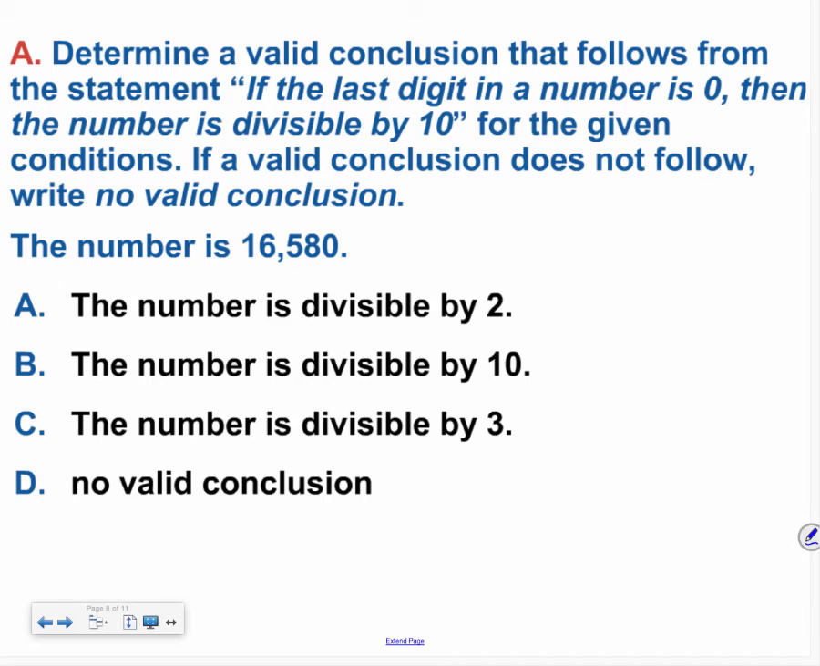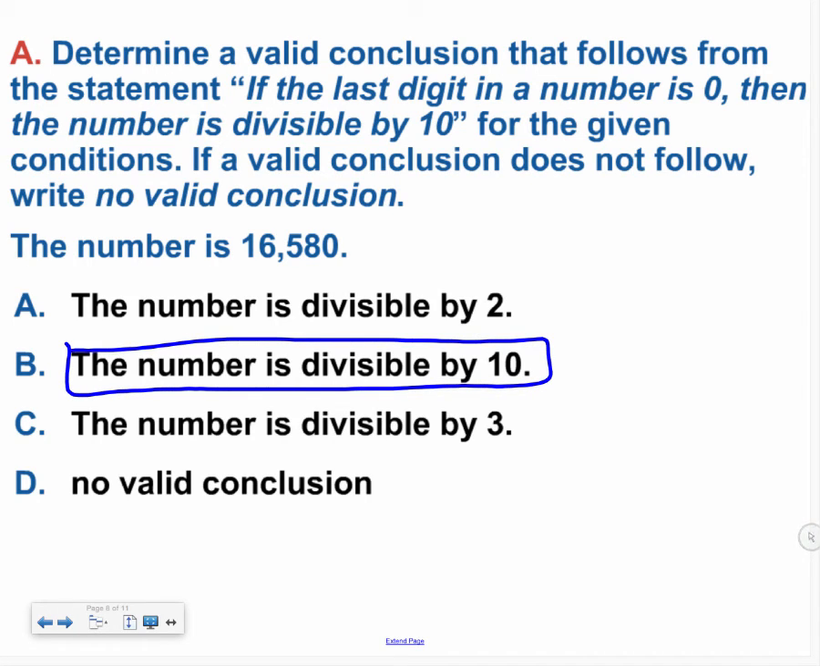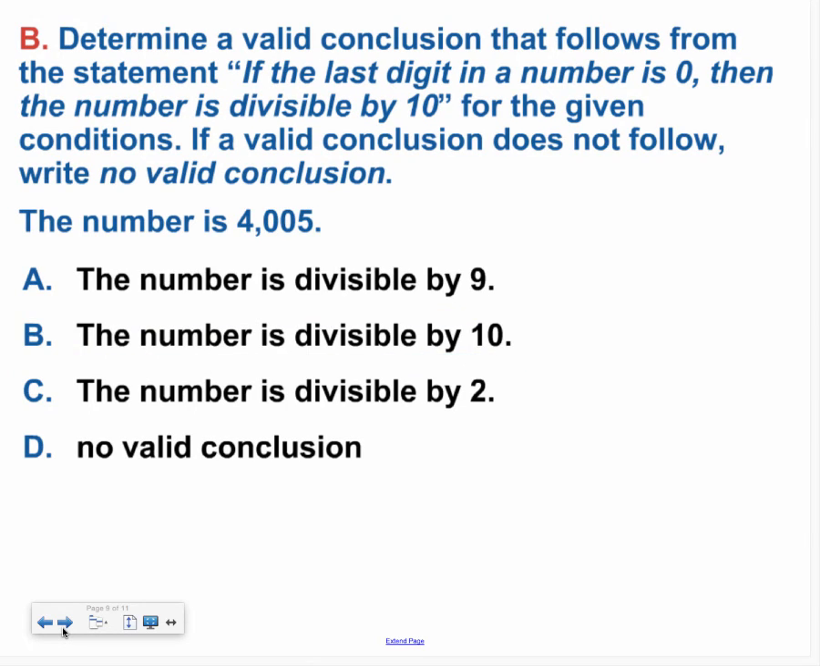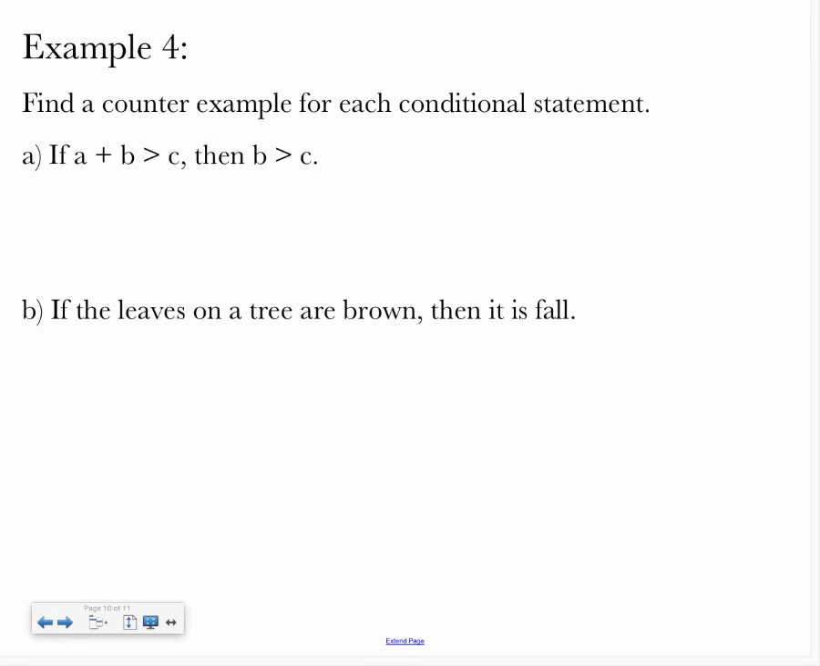Hopefully for this first one you said the number is divisible by 10. If not, be sure to ask for some help and try this next one on your own. Hopefully on this example you said that there was no valid conclusion. Again, if you need help with any of these, let me know or a friend know. And let's look at example 4. It's our last example together today.